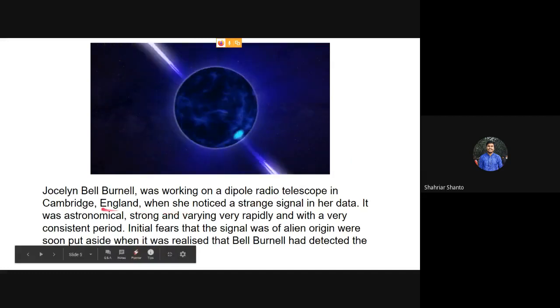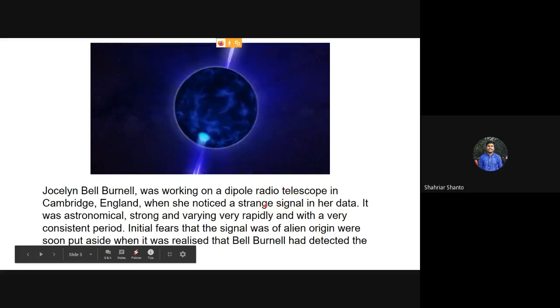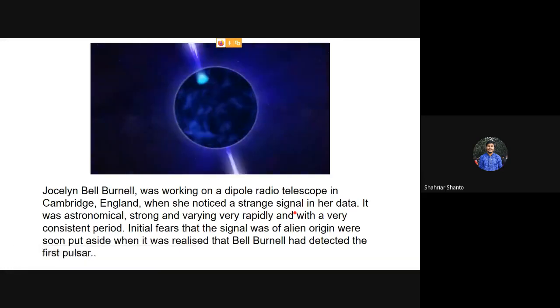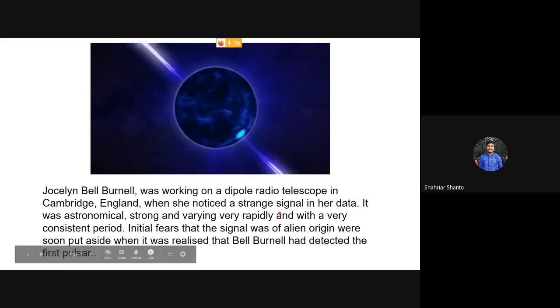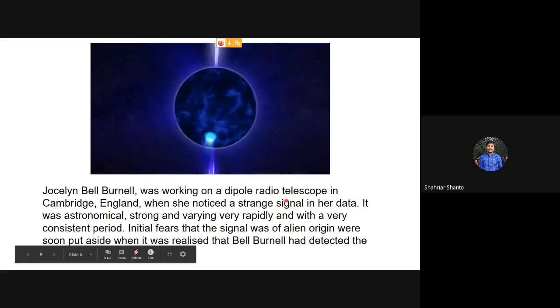Okay, so Jocelyn Bell Burnell was working with a dipole telescope, radio telescope in England, and she noticed a strange signal in her data. It was a data that was strong and repetitive. It had a consistent period. So initial fears were that it came from alien civilizations, but it was later realized that she detected a pulsar.